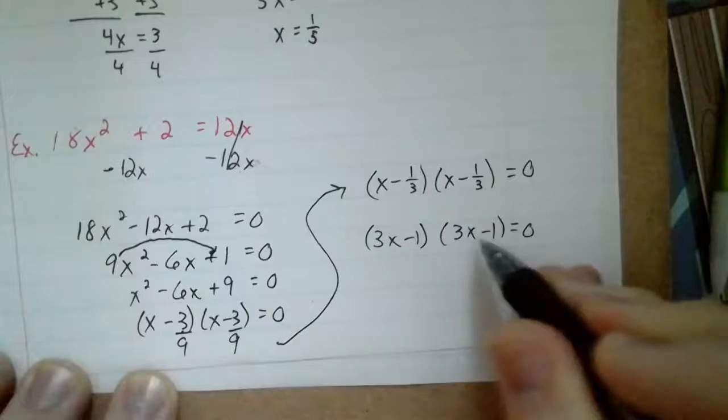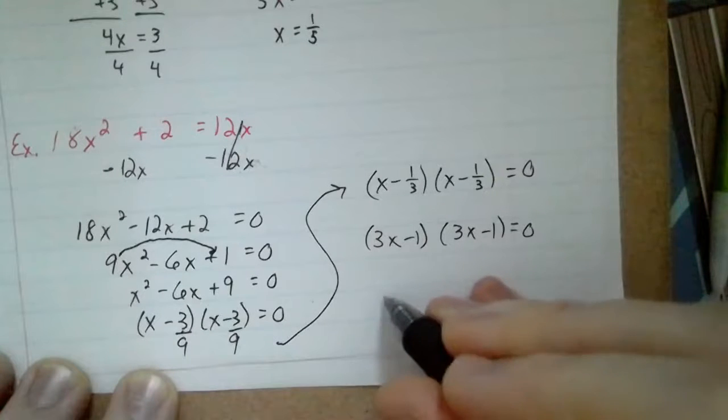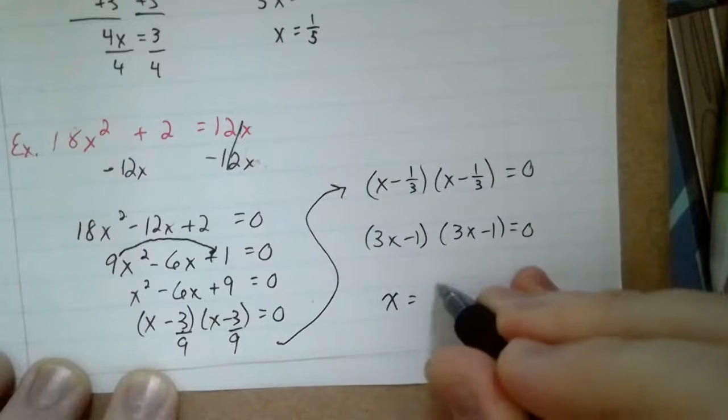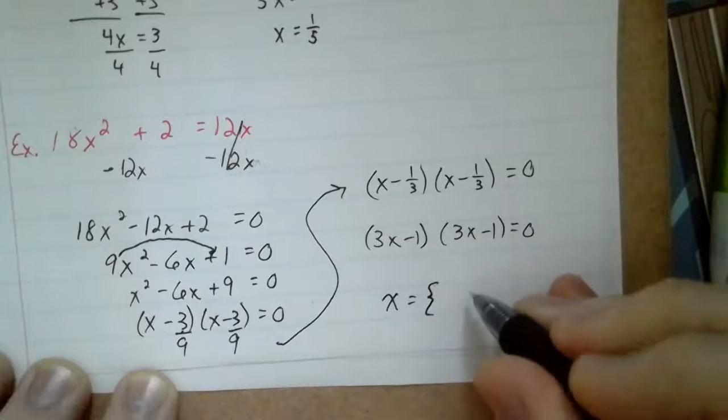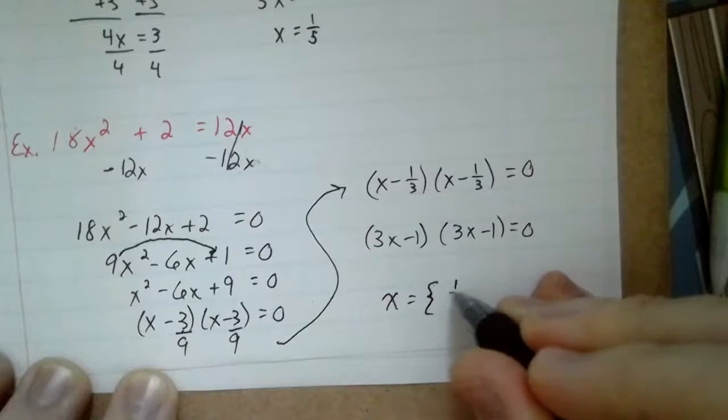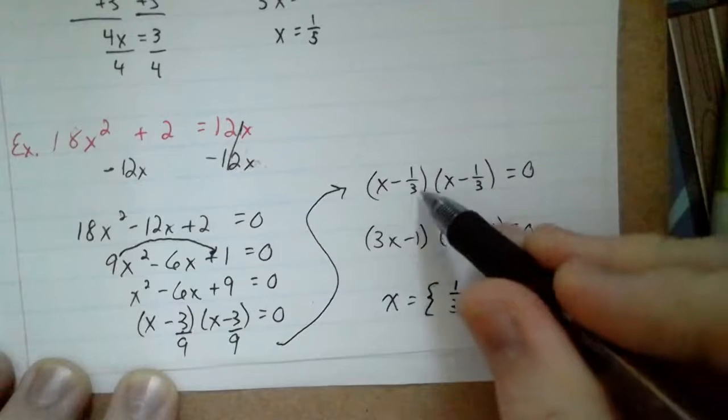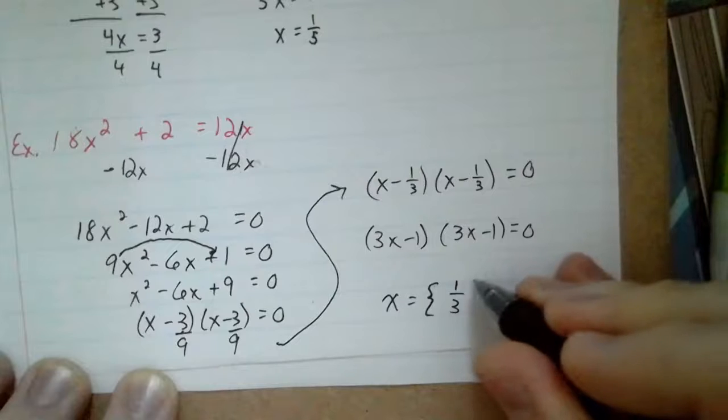And look, since they're both the same factor, they're both going to give me the same solution. So my solution set, I'm just going to write it once, right? I'm going to end up with 1/3, right? I just use my little shortcut where I looked up here.